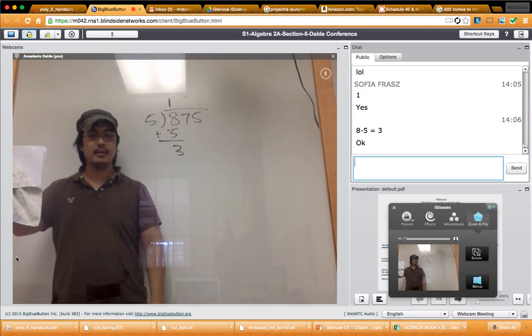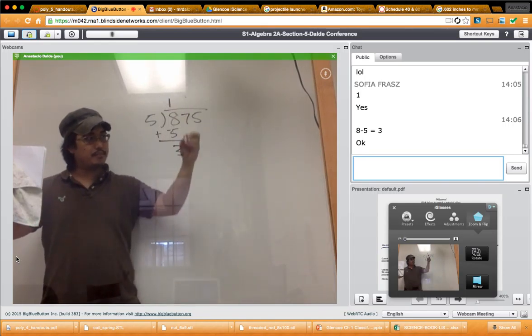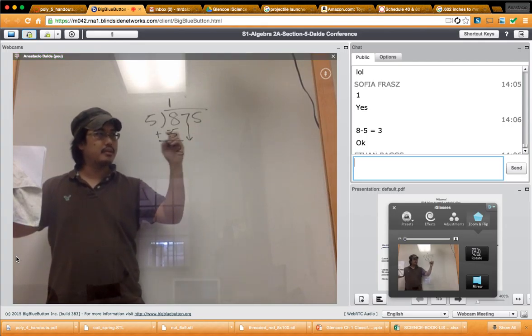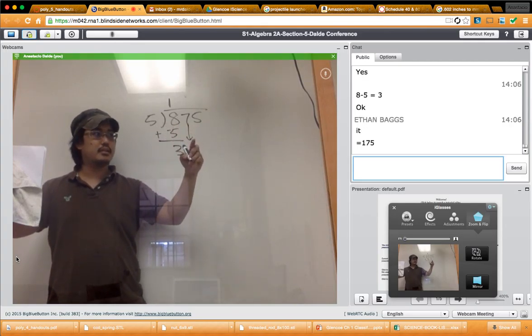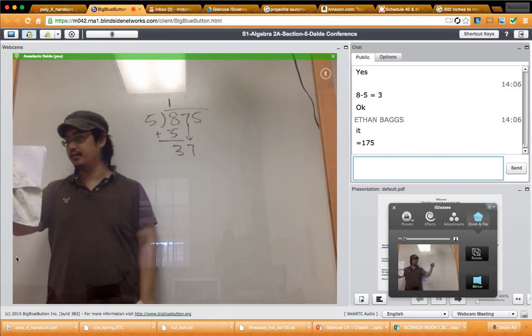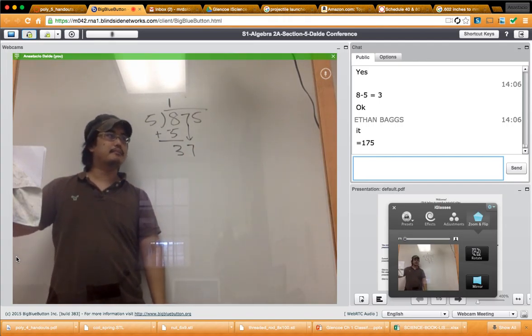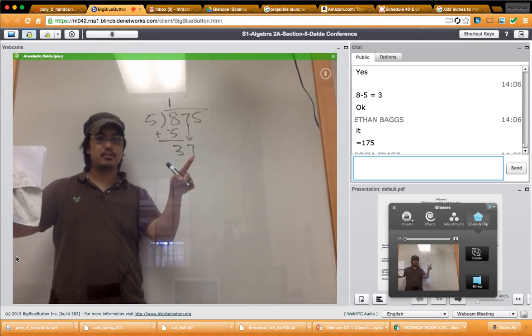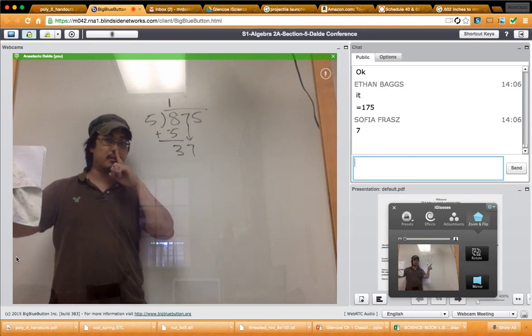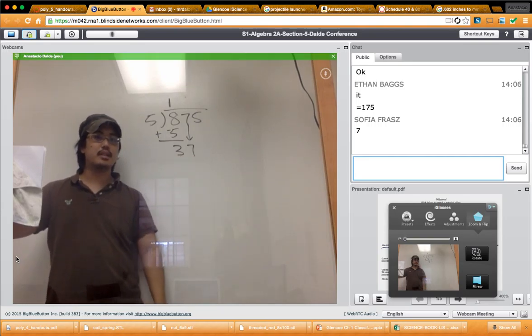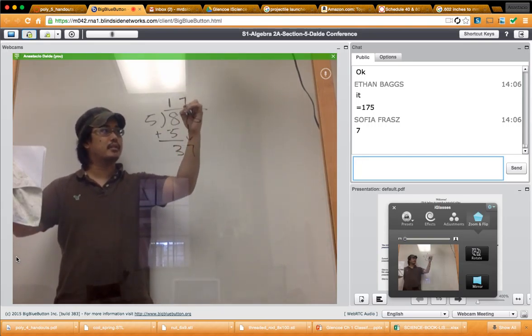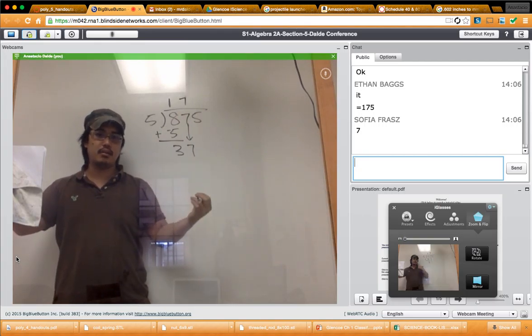And then we drop this sucker down. So 5 minus, oh no, put a 7 there. There we go, okay, good. All right, how many times can 5 go into 37? 7 times. So that's the most amount of times it can go into, but not over.